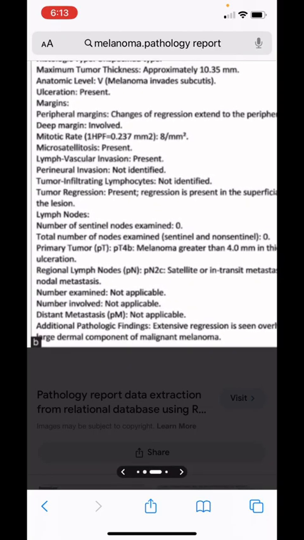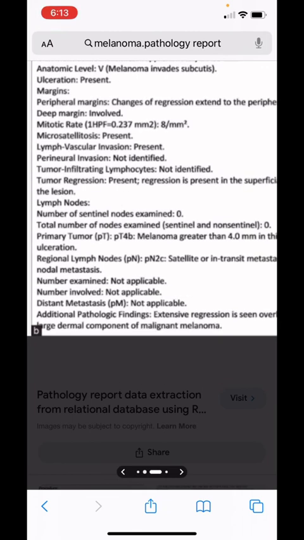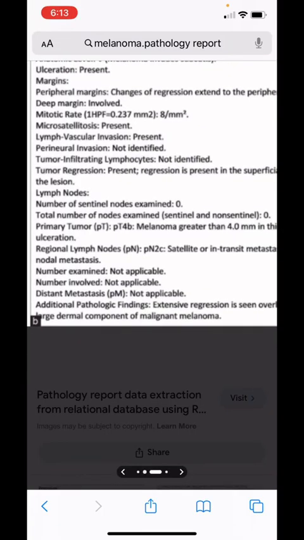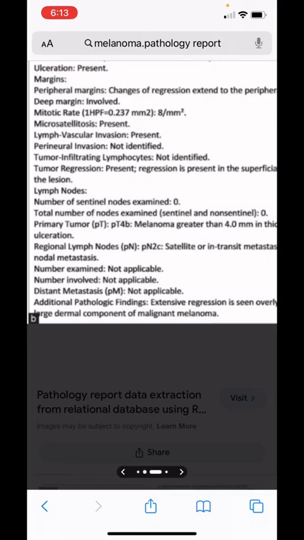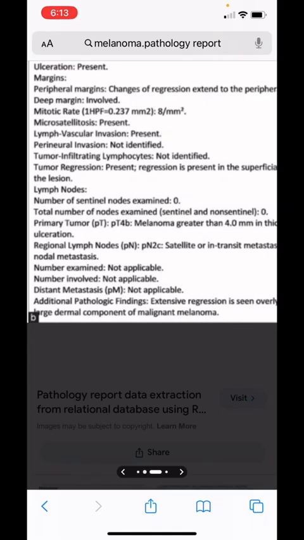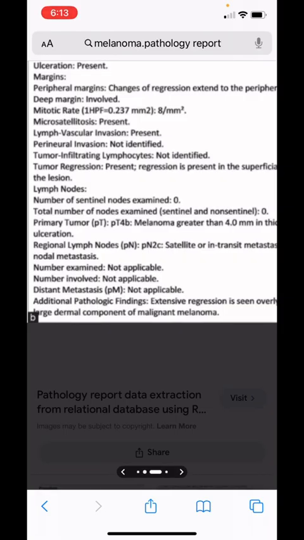So here, as we said, anything more than 4 millimeters is a T4. Because it's ulcerated, we give it a T4B. Peripheral margins are important. We want to make sure that the peripheral margins are negative, but in this case, the deep margin is involved. Well, that means it was a surgery, but with positive margins. So something else needs to happen. I think this patient may need another surgery to make sure we get a negative margin. So always look at the peripheral margin.